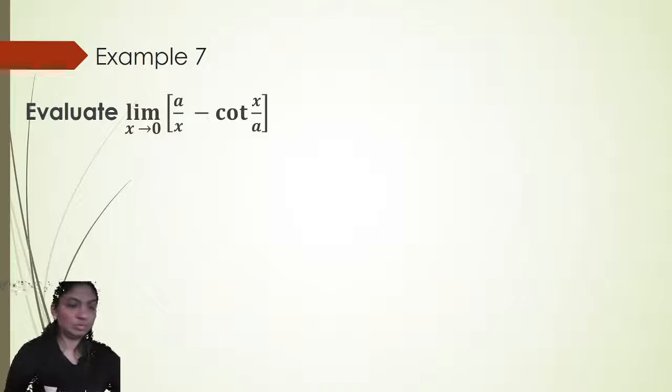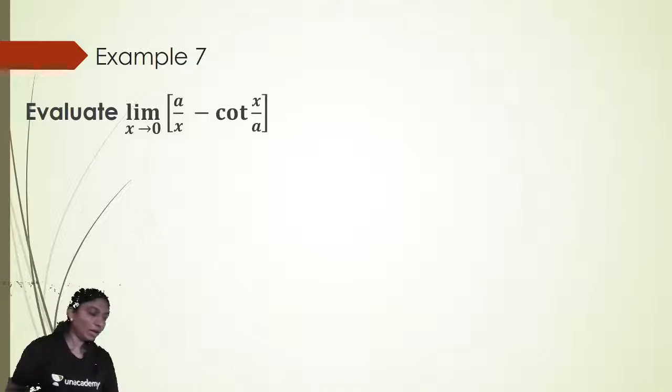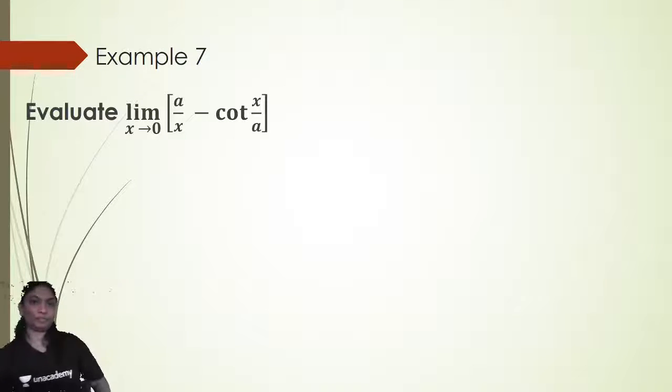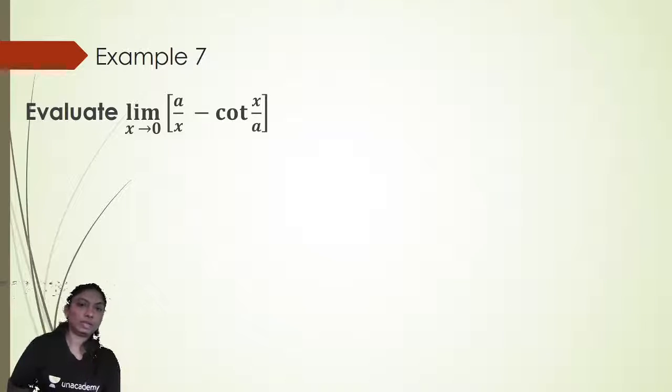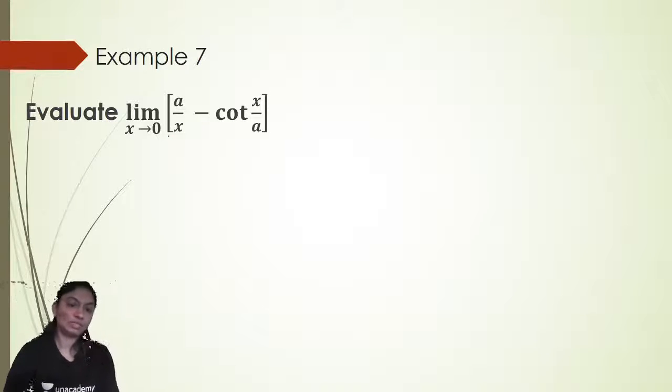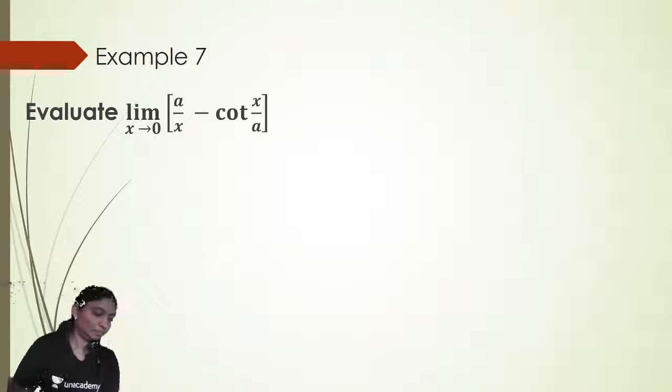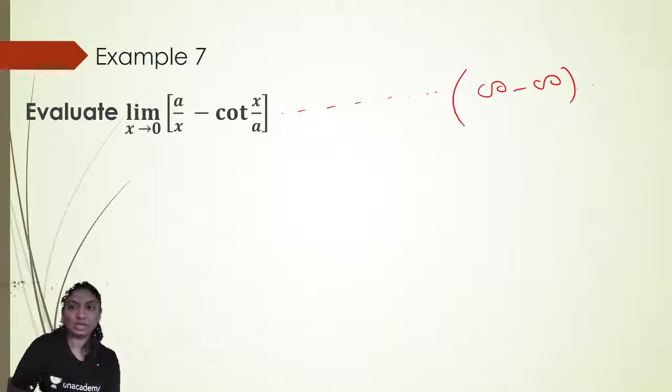Yep. Now, let's see the next example. Limit as x tends to 0, a upon x minus cot x upon a. Right? Cot x upon a, put limit as x tends to 0. So a upon 0 is infinity and cot 0 is again infinity. Okay? So you will get here infinity upon infinity form.